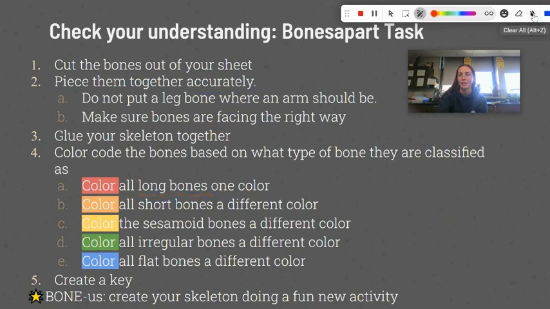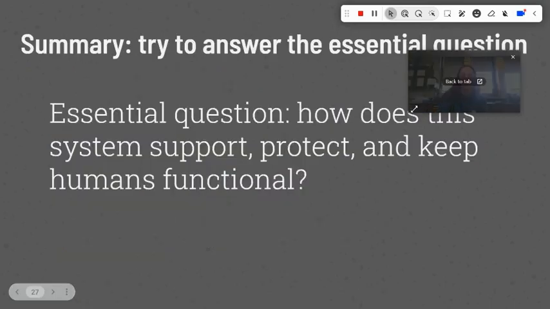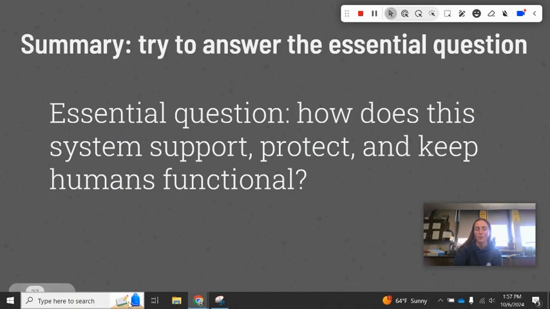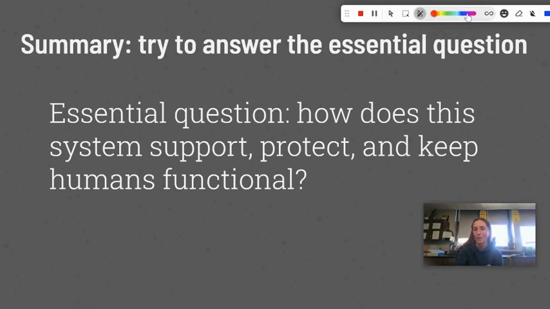And then finally, your last thing, if you are feeling like you learned a lot, you're ready to answer the little summary of your notes. You're going to circle back to that essential question. How does this entire system support, protect, keep humans functional? One big thing that I would love to see us all connect this back to is how do we stay balanced? So how do we maintain homeostasis in the skeletal system? If you can answer that after this, you are super ready for any question I throw at you on your skeletal system test.